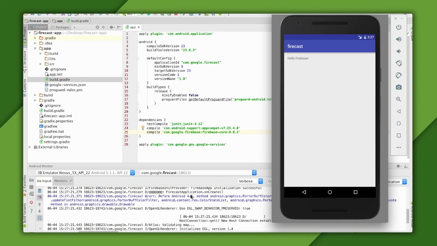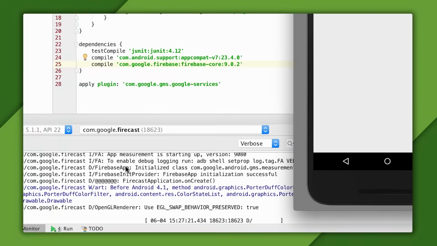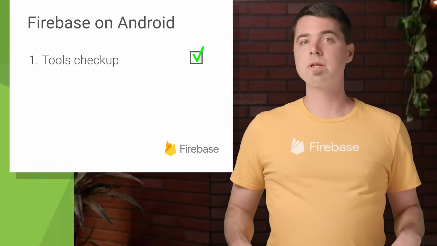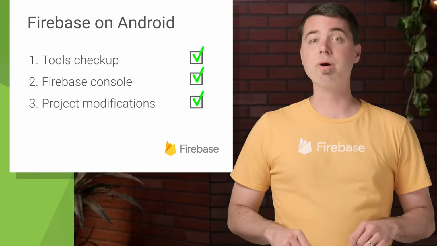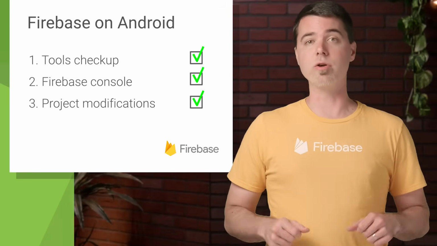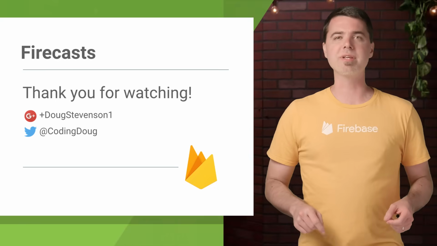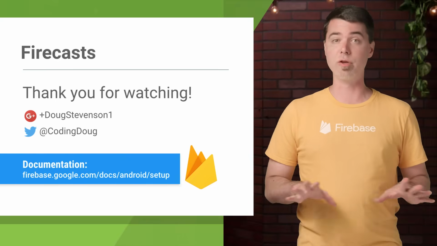And we see here that Firebase initialized just before the log message in my application object. So that's all there is to it. Now you're ready to move on to integrating the components of Firebase that you want to use in your Android app. Check out the Firebase documentation right here for more details on those components.